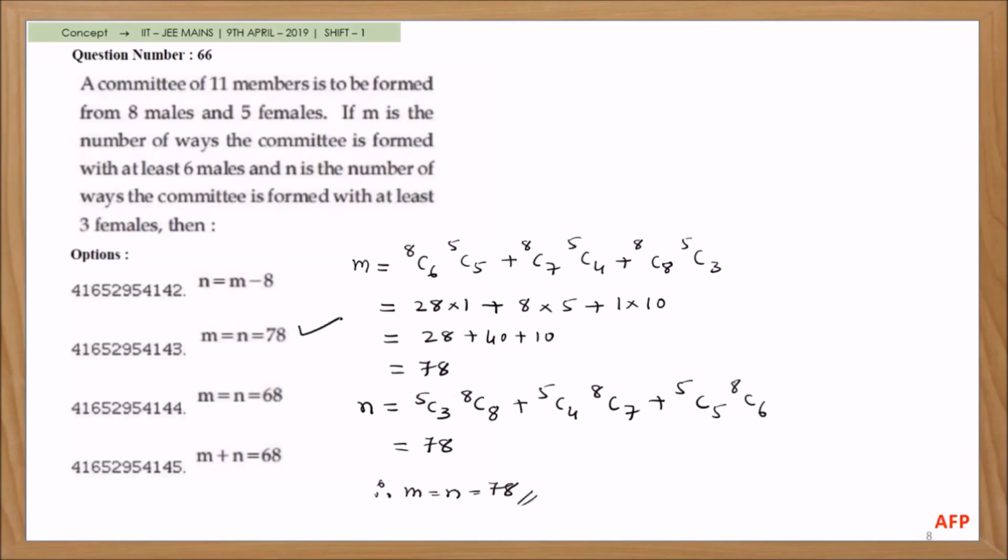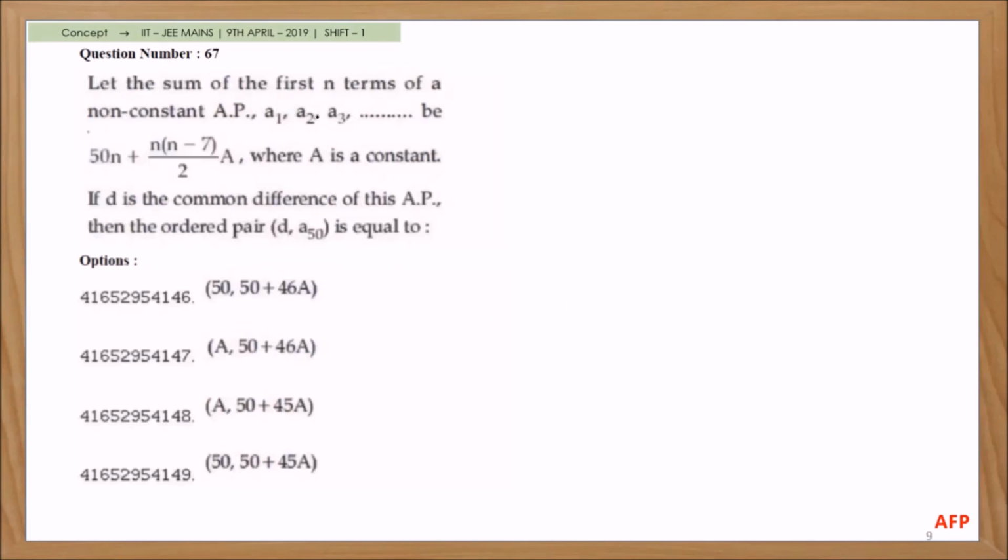So option 2 it follows. Next problem. Let the sum of the first n terms of a non-constant AP a1, a2, a3, and so on be given, where a is a constant. If d is the common difference of this AP, then you are supposed to find the ordered pair: the common difference and the 50th term.